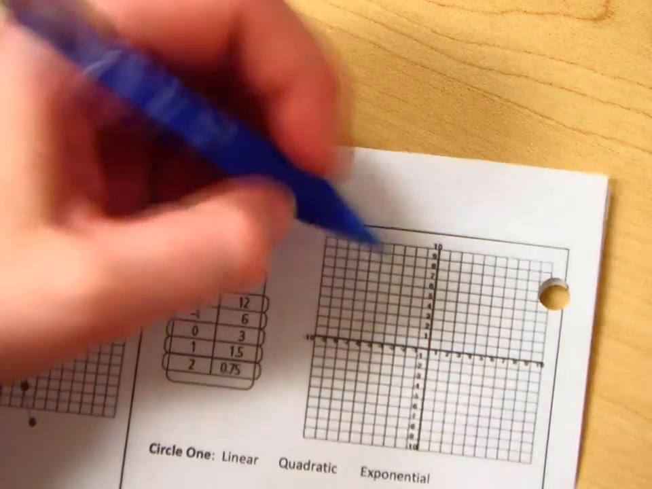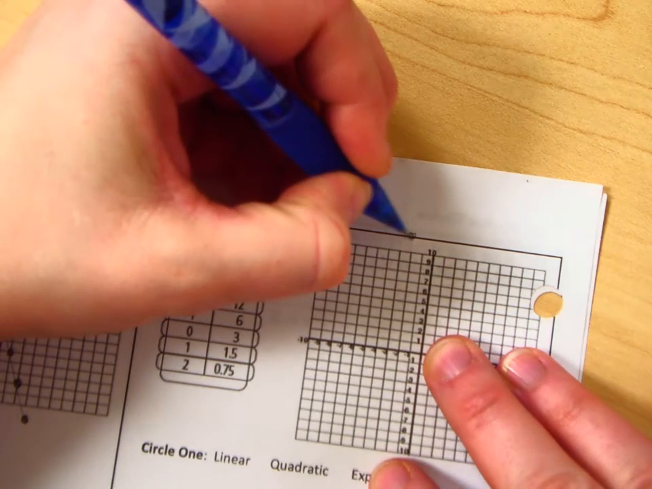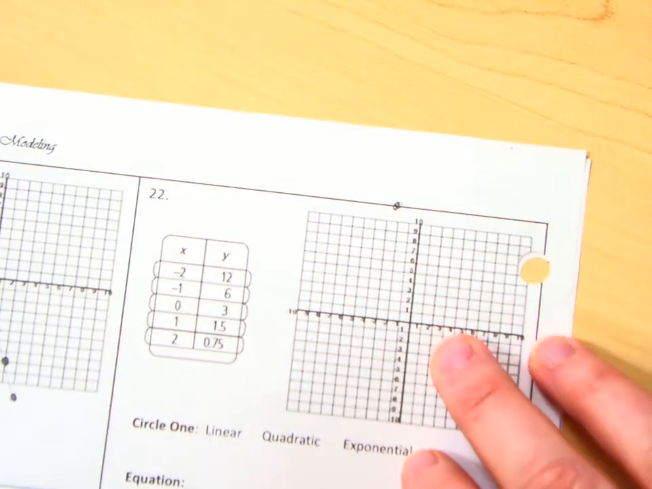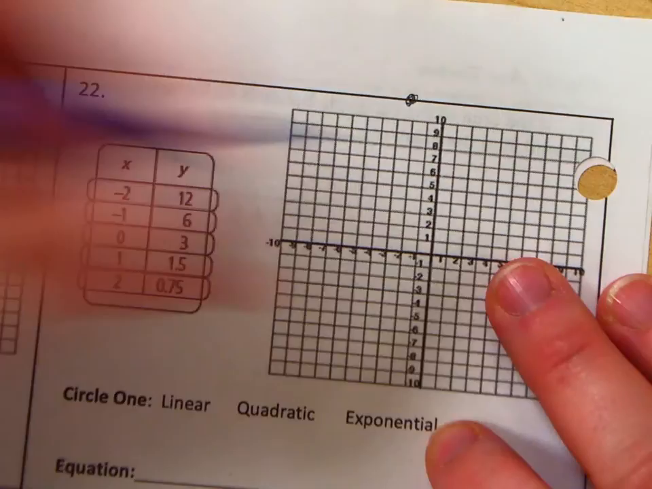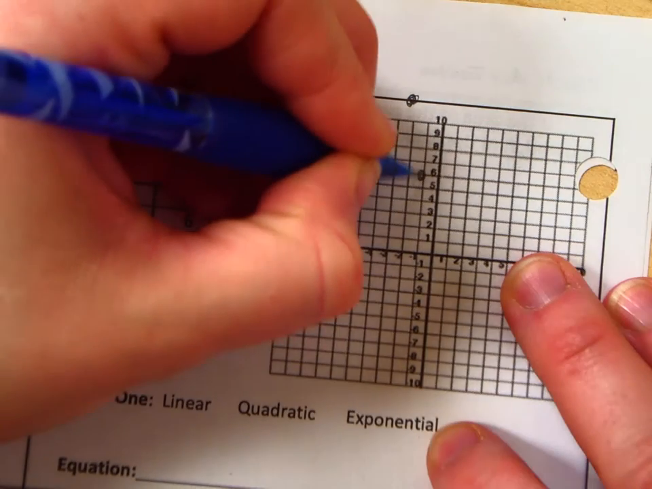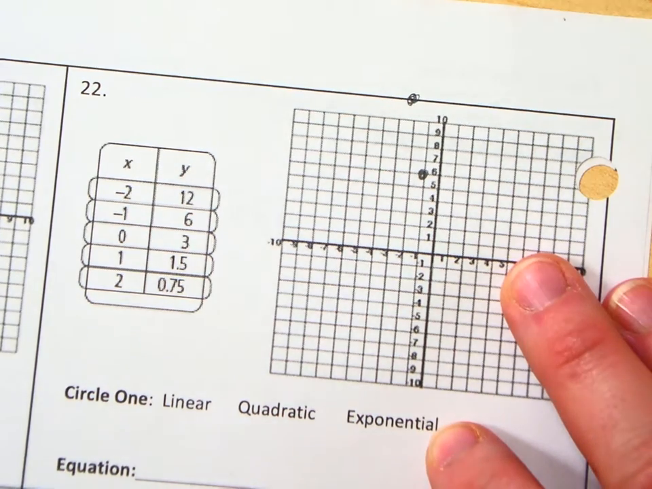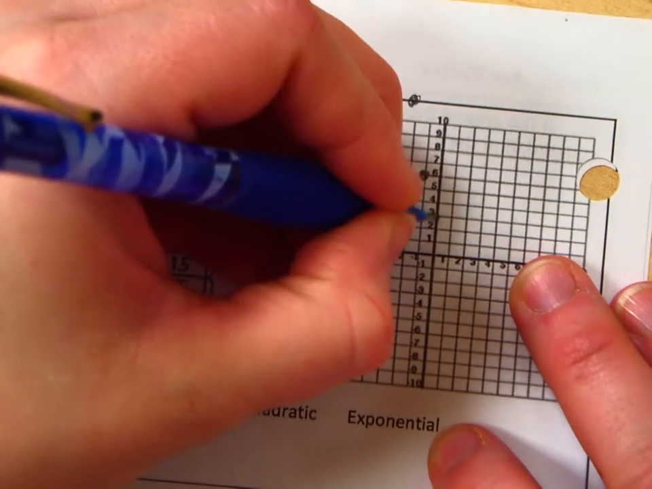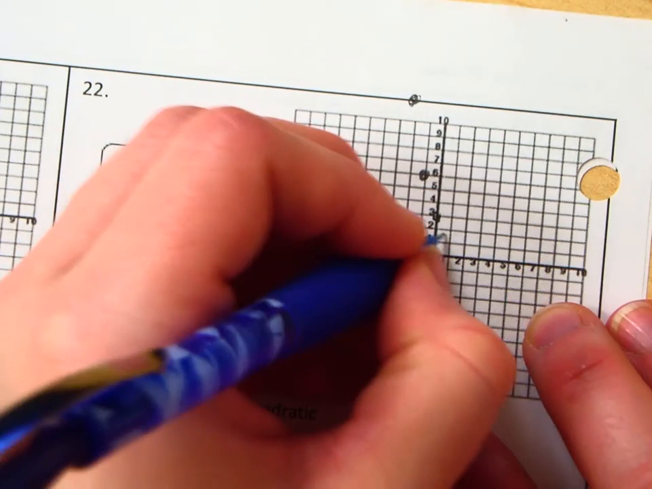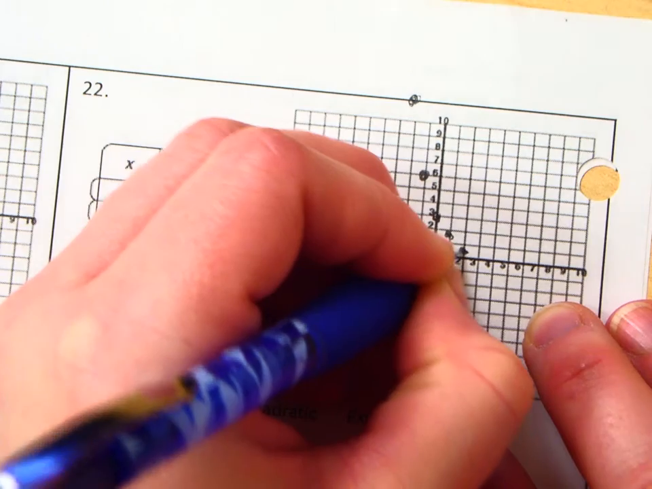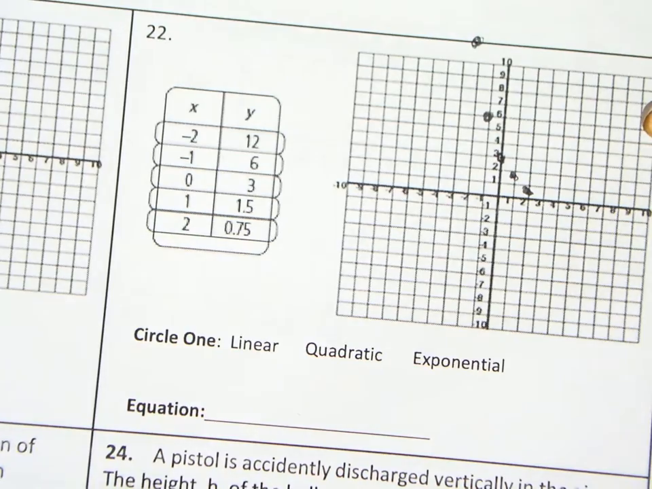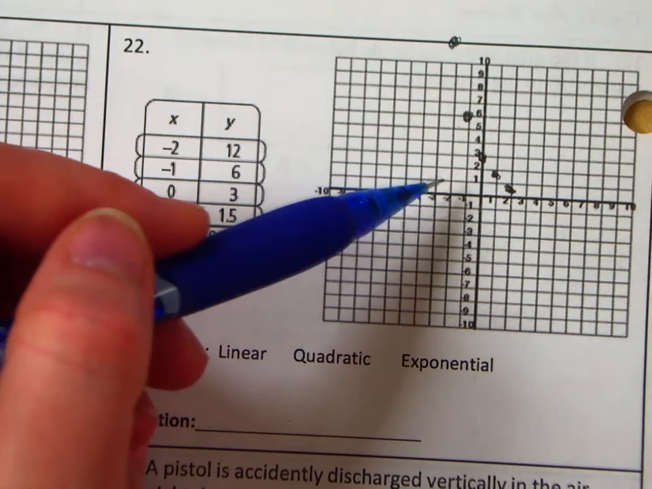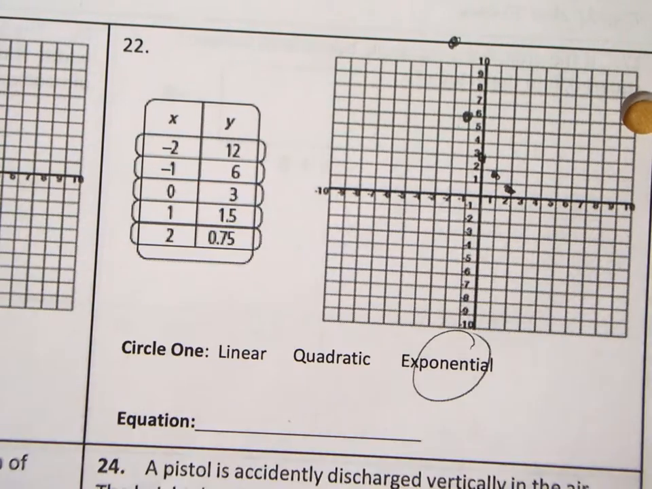The second problem, when they plot their points, (-2, 12) would be way up here, and (-1, 6) would just be a little bit lower. (0, 3) is over 0 up 3, (1, 1.5), and (2, 0.75). So pretty low as they go down. They should notice that there's a J shape forming, which makes it exponential.